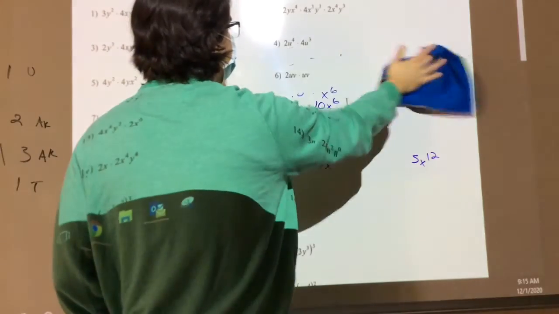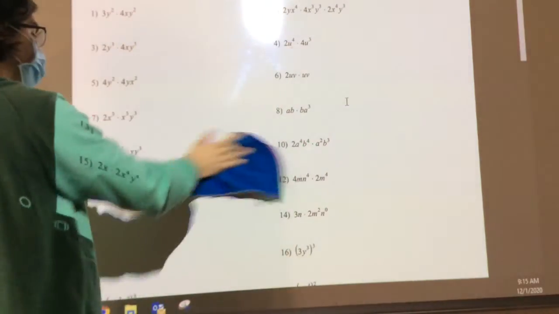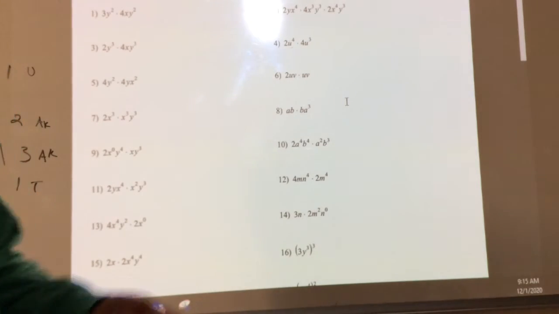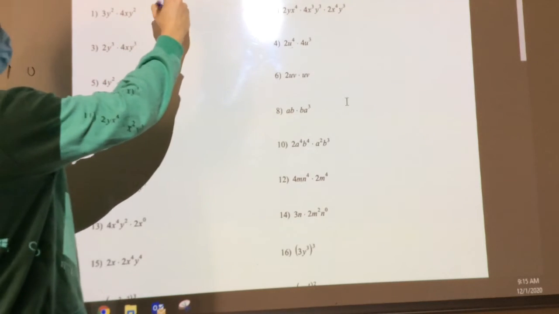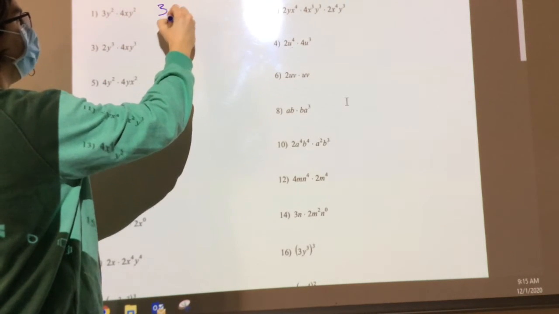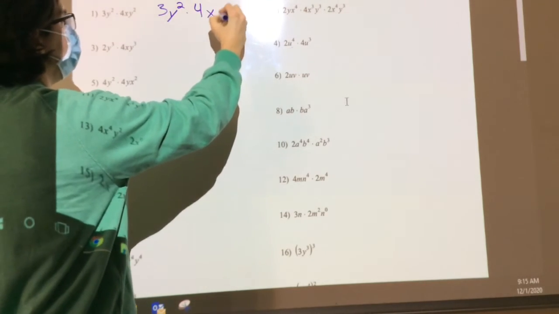Now, I want to take a few minutes because obviously going from our notes to our assignment, they're going to add a little bit more steps to it. But I just want to show you a few that it's not that big of a deal. It's the same idea. Okay, so number 1, I have 3y squared times 4xy squared.